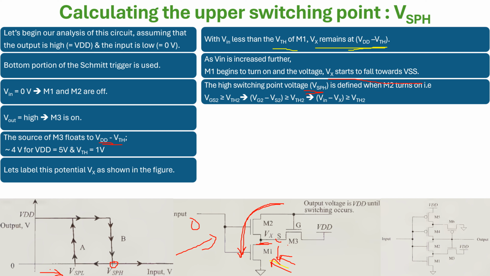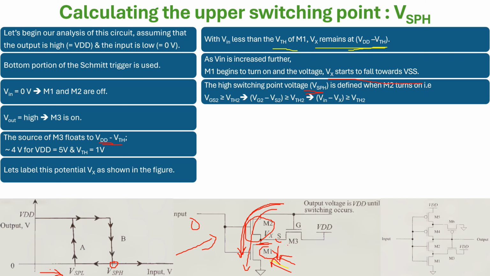So this switching point is defined when M2 turns on. Why does M2 turn on? Because M1 is already turned on. For the output to go down, the only obstacle now is M2. Anyway, M1 is already on, right? First M1 turns on, then M2 turns on. So the point at which M2 turns on is where we define the high switching point.